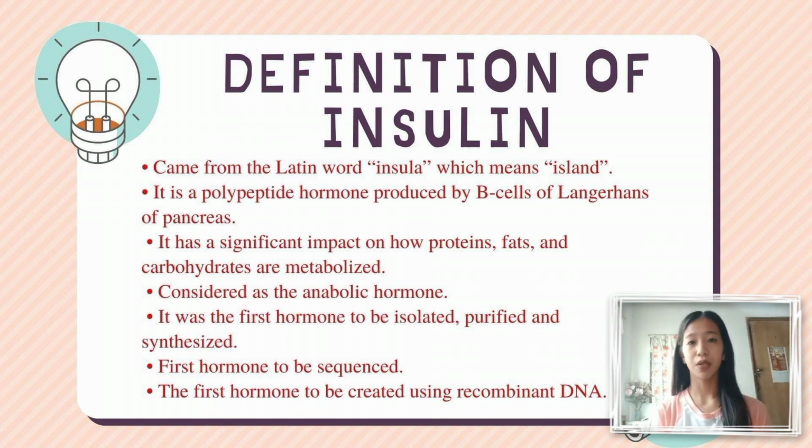Insulin came from the Latin word insula, which means island. Insulin is a polypeptide hormone produced by the beta cells of the islets of Langerhans of the pancreas. Insulin is a polypeptide with a molecular weight of 6,000 daltons, consisting of two amino acid chains, A and B, linked by two disulfide bridges.